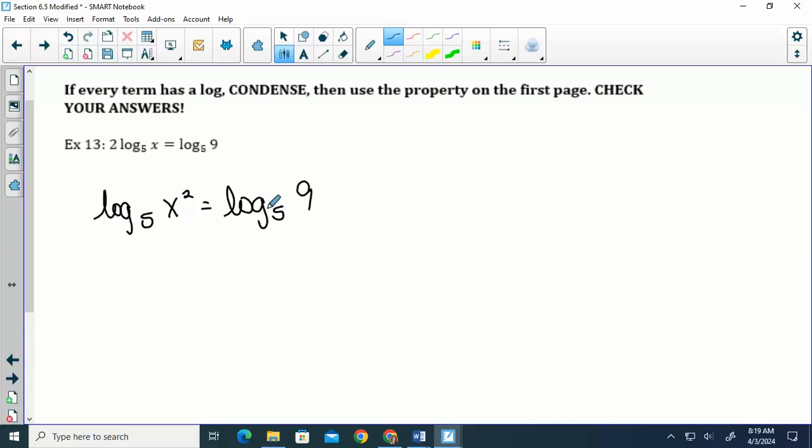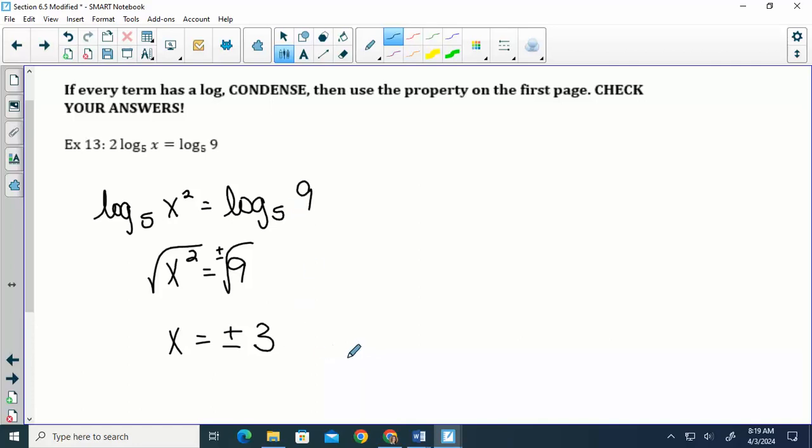So we have a single log base 5 on each side, so we can make the arguments equal. Square root. Anytime you take an even root, you have to do plus or minus, so we get positive and negative 3. Does this only work whenever the bases are the same? Yes. If they were 2 different bases, we would not be able to solve it like this.